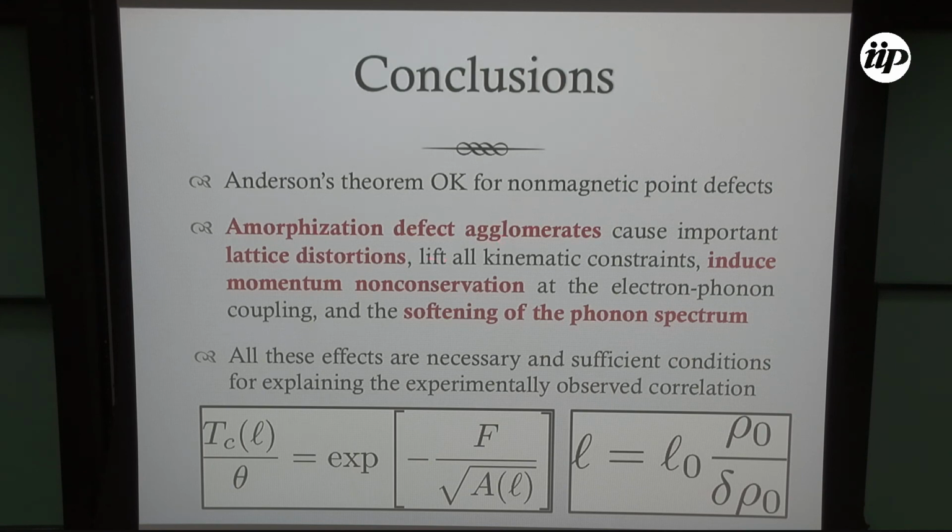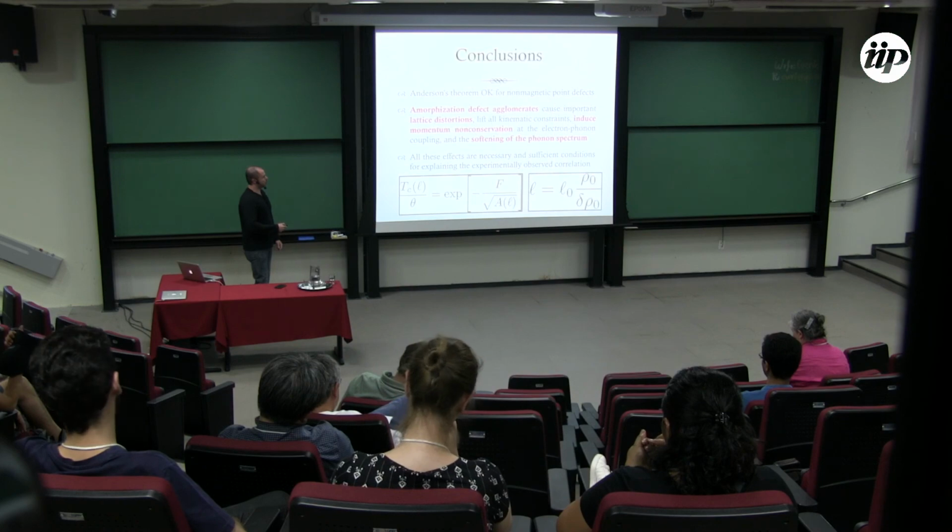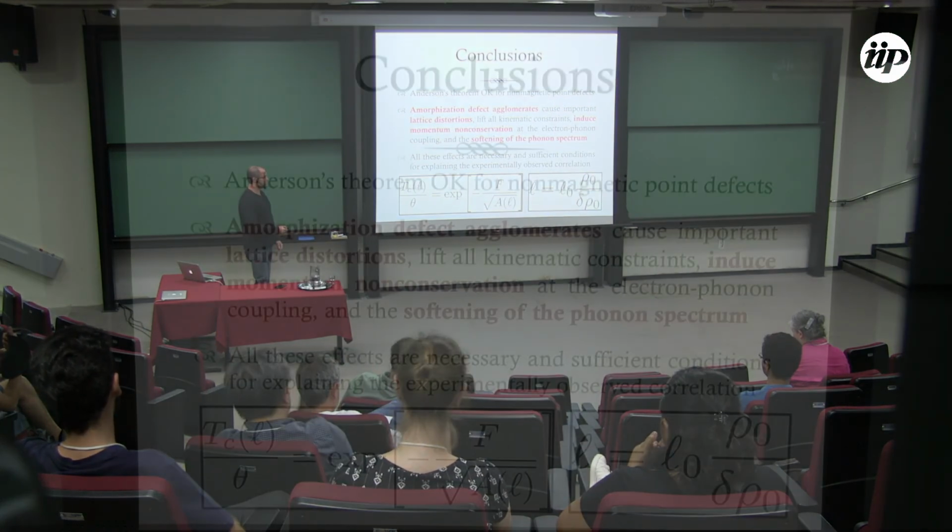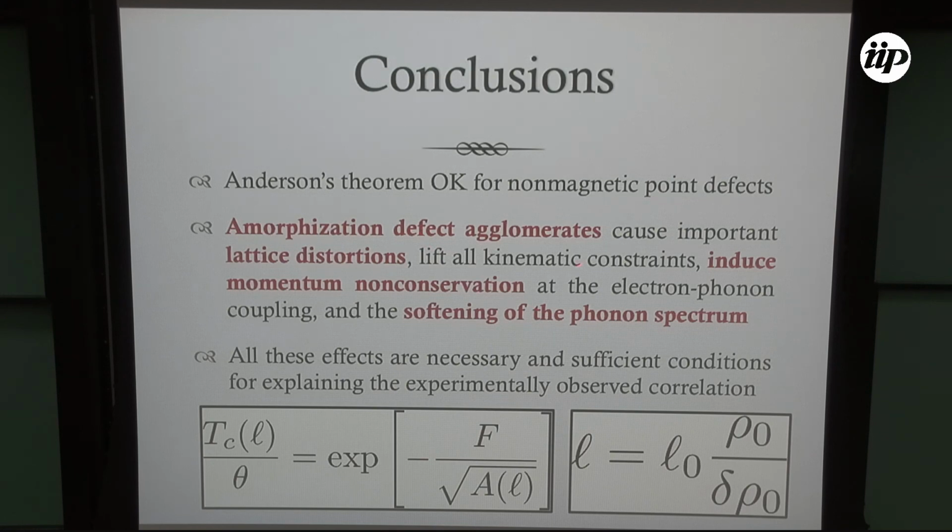The moment I start to introduce disorder that can be classified as these agglomerates, that we call the amorphization defect agglomerates, these importantly distort the lattice, lift all the kinematic constraints, breaking momentum conservation at the electron-phonon coupling, and soften the phonon spectrum. If you put all this together using Eliashberg's theory for superconductivity and Boltzmann transport theory for the resistivity, we end up with this formula here, in which the only control parameter associated with disorder is this uncertainty parameter in the definition of the primitive vectors of the unit cell.